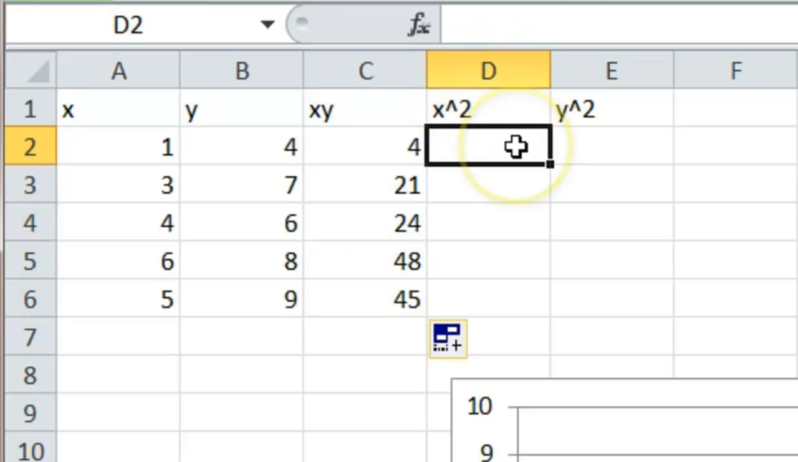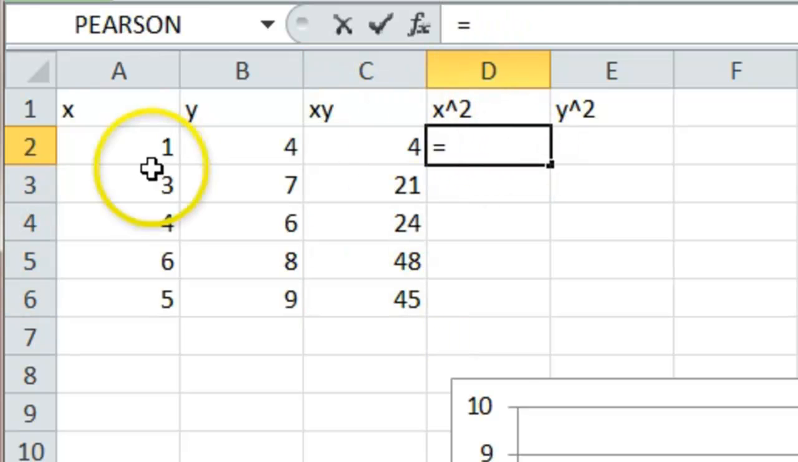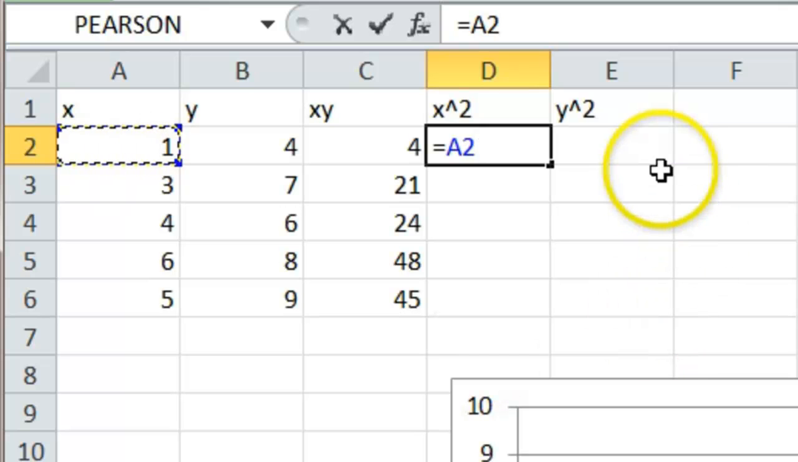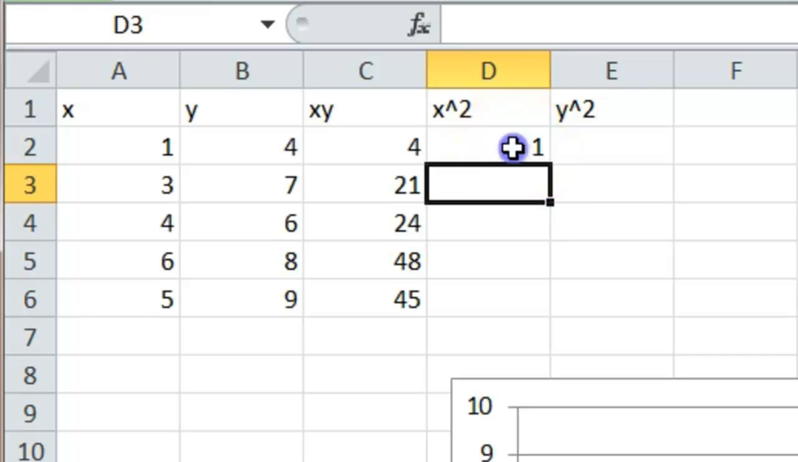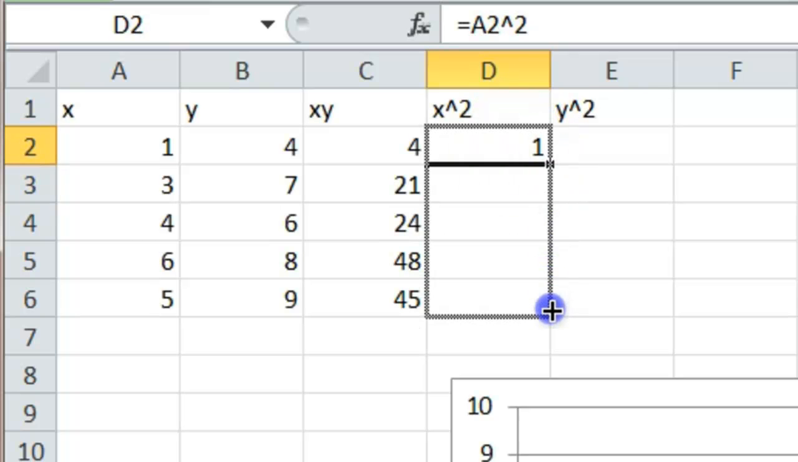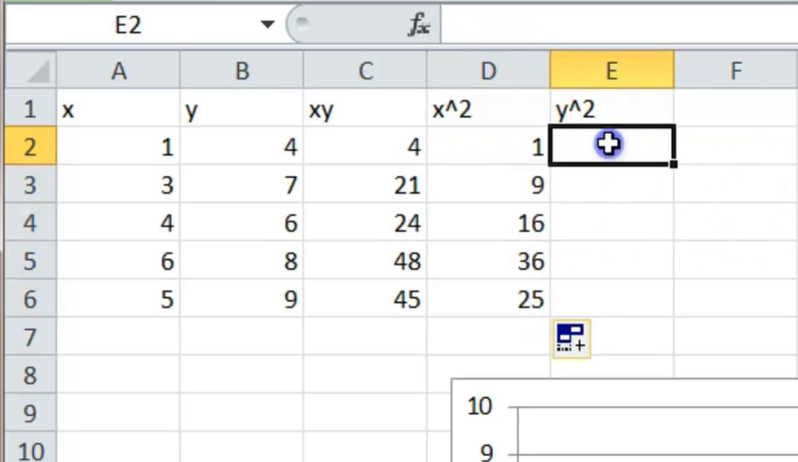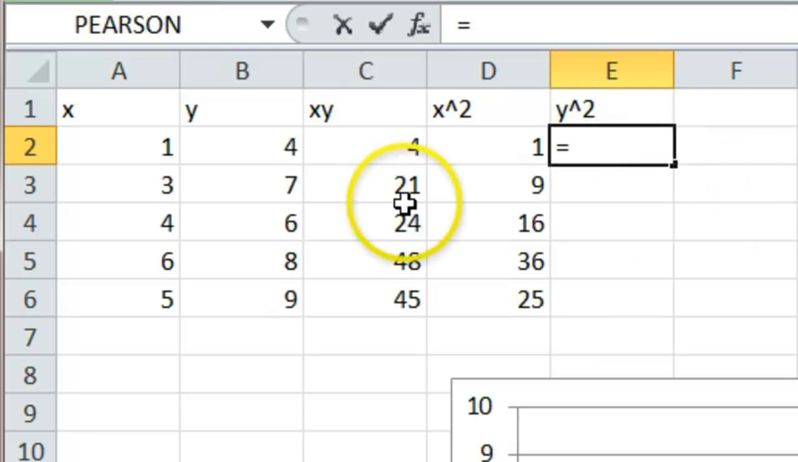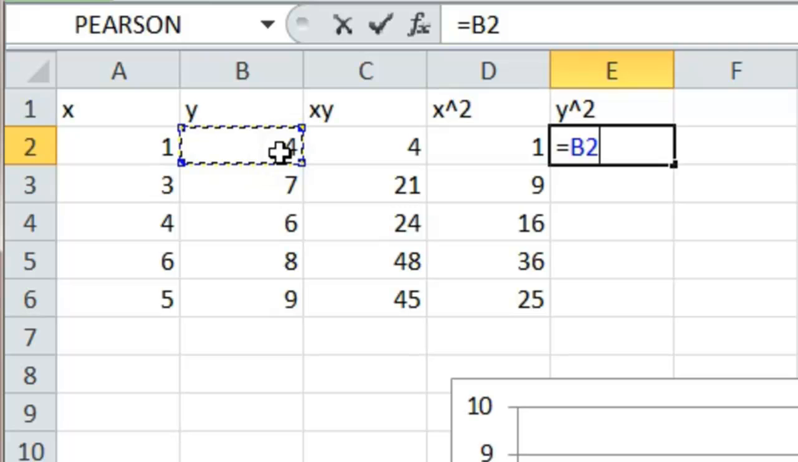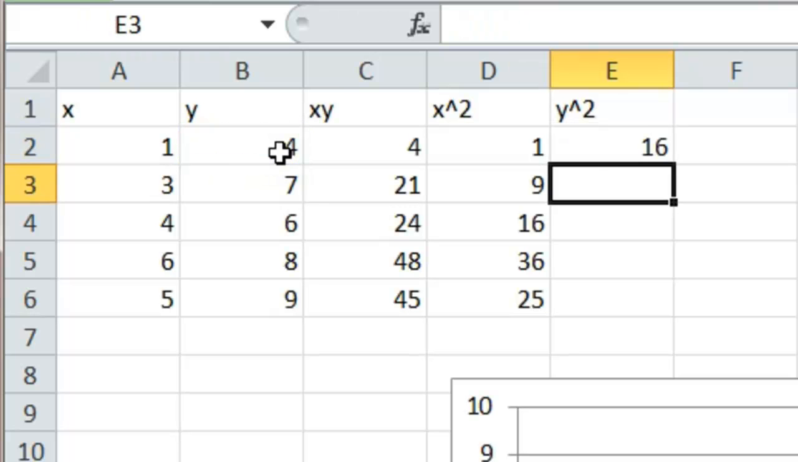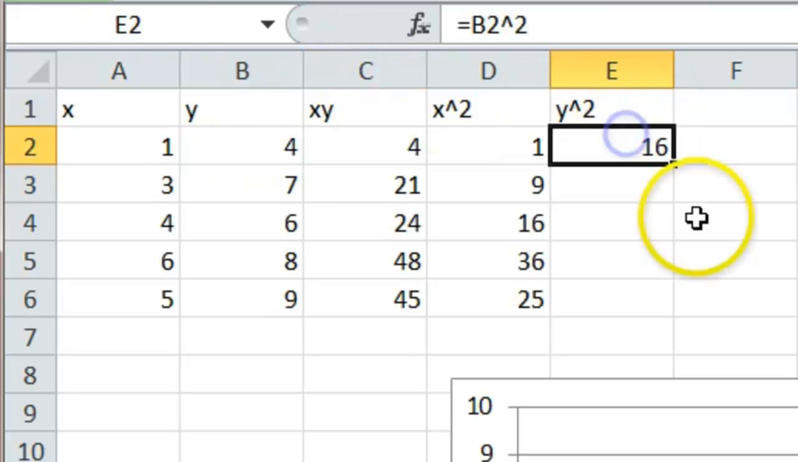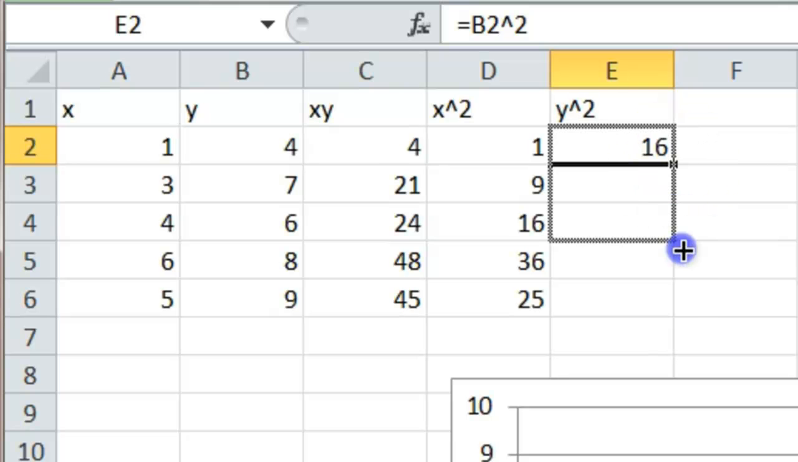Now we want x squared, so that equals the x entry A2 squared, which in our case is just 1 squared, and we can click and drag that to get all of them, and y squared similarly equals the first y value squared, which should be 16, and indeed is, and then we click and drag that.